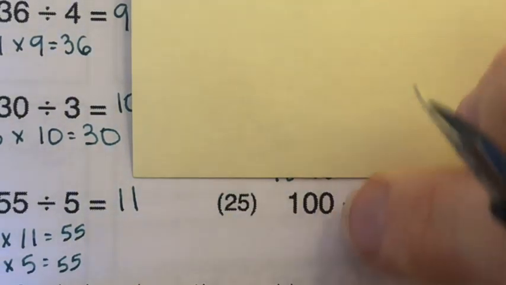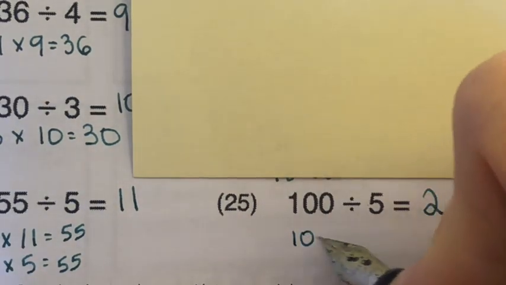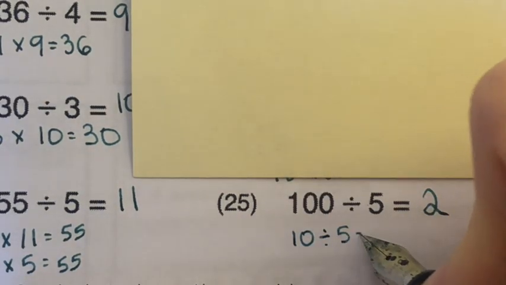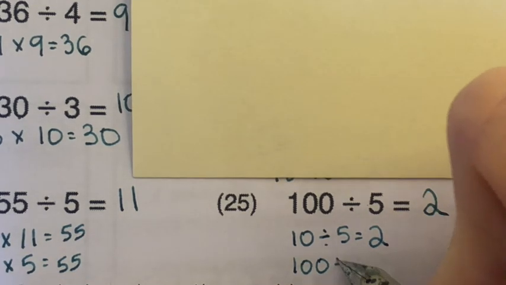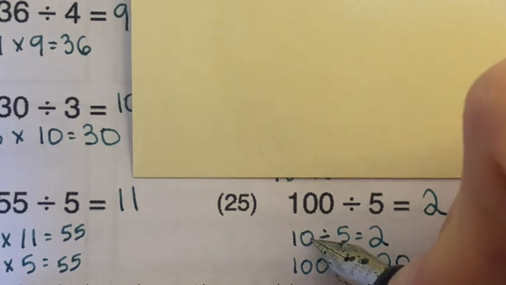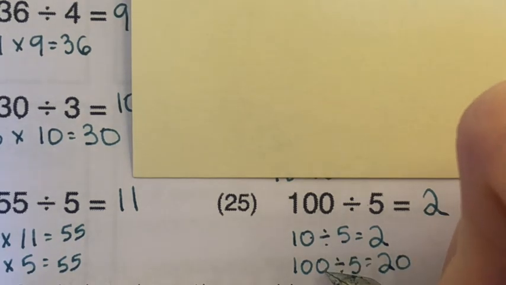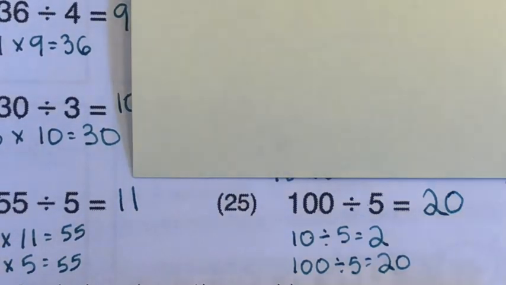And all I do, because I took a 0 away and I did 10 divided by 5 is 2, 100 divided by 5 is 2 with an extra 0. Just like this 10 with an extra 0 is 100. 2 with an extra 0 is 20. So 100 divided by 5 is 20.